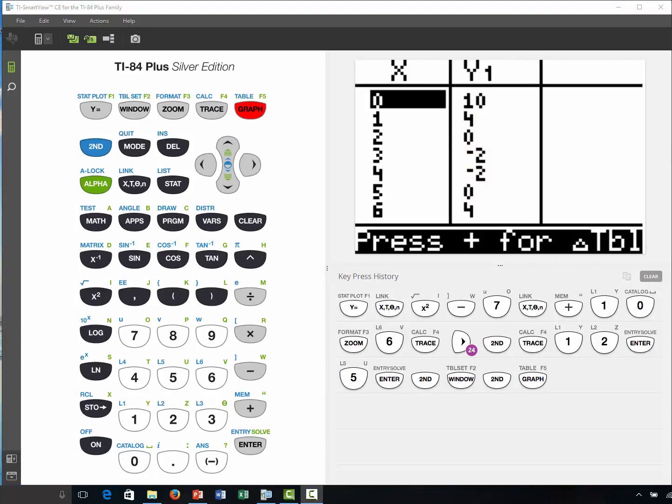So this is the easiest case where we can just take the quadratic equation, put it in our y equals, graph it. We can easily see the x-intercepts. Numerically, if we go to our table, we can identify the x-intercepts very quickly. Let's try another example.